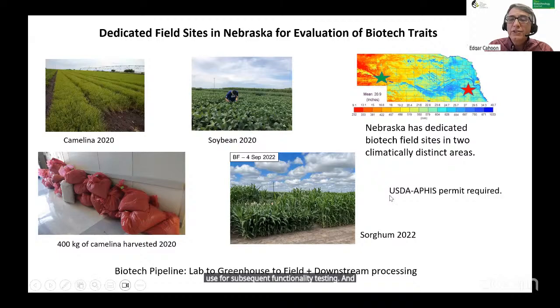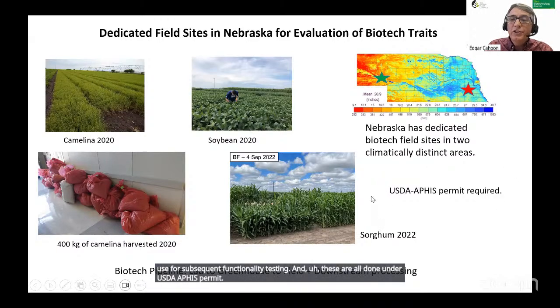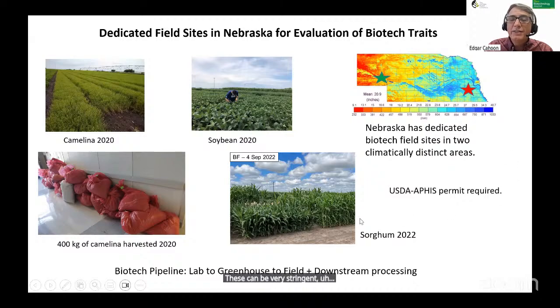And these are all done under USDA APHIS permit. These can be very stringent requirements, especially for sorghum. We could talk more about that at the end.